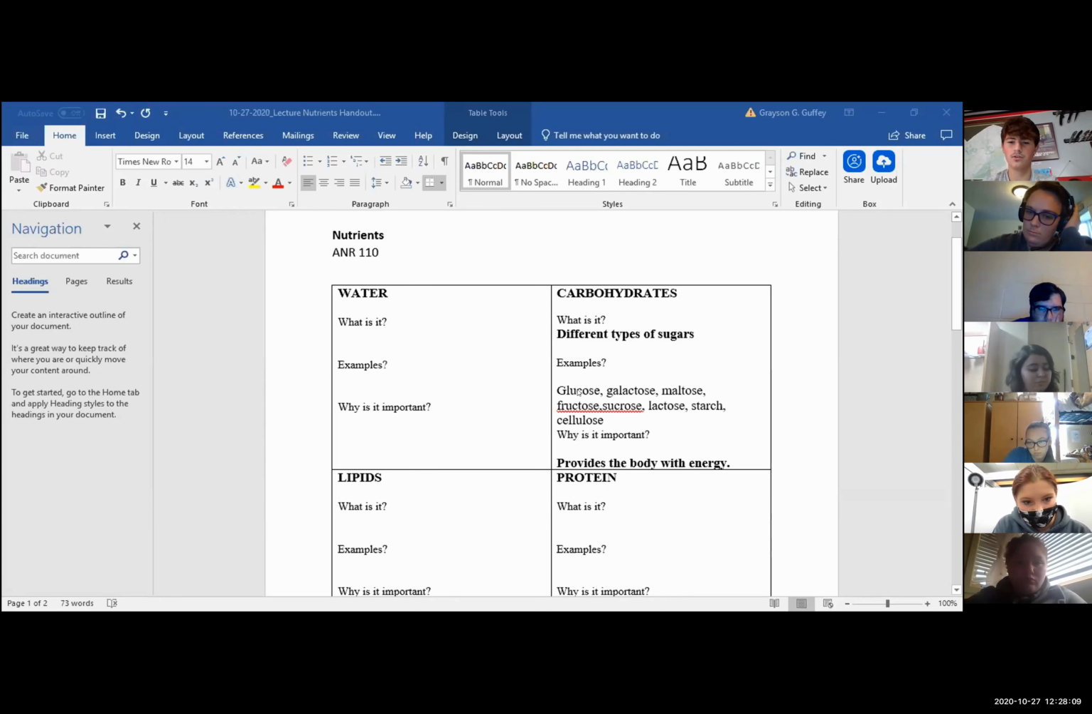And then glucose is kind of, it's two different fructose that are put together, and you've got glucose, and the body just breaks that down into two fructose molecules. So why is this important? Because it provides the body with energy.